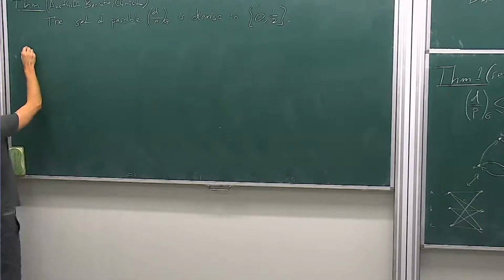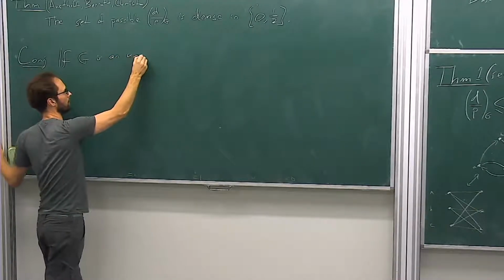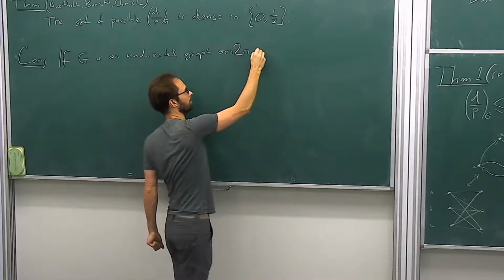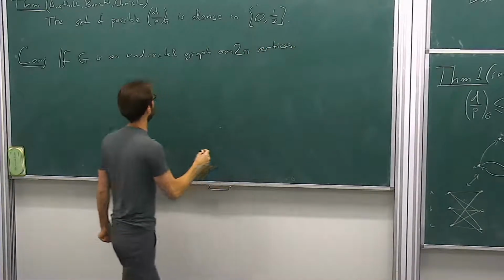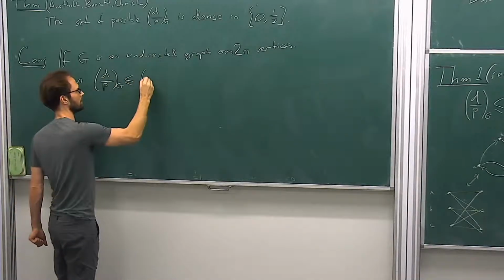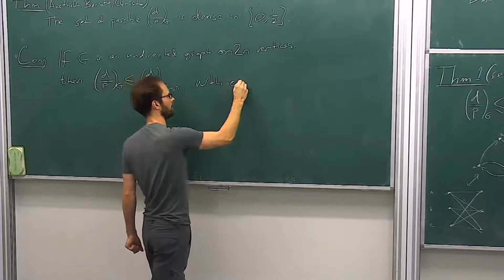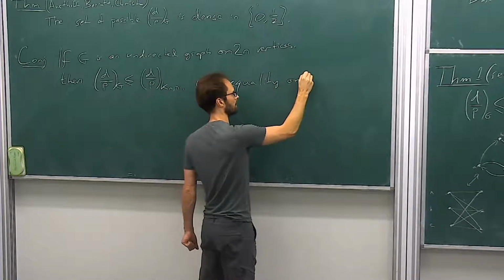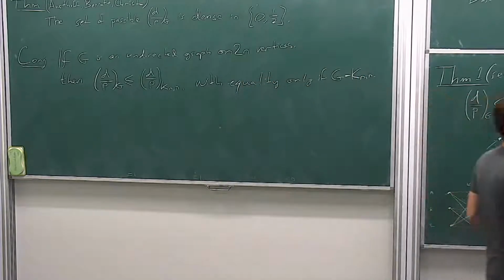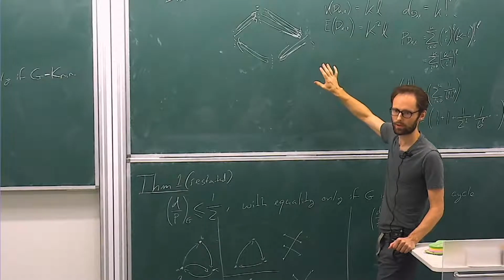So let me write the conjecture. G is an undirected graph on 2n vertices, with equality only for the complete bipartite graph. And here this complete bipartite graph is actually a special case of this construction when you take L to be 2.